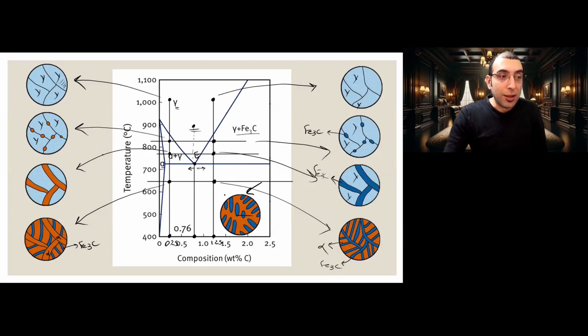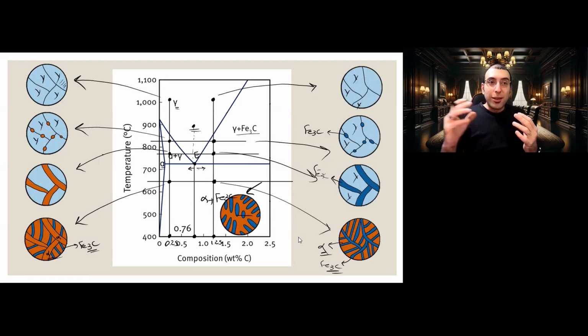Which is again alpha plus cementite, just like all the other ones, alpha plus cementite, and this will also be alpha plus cementite. So no matter the composition, when you are cooling it down, all of them seem to have alpha ferrite plus cementite, right? So what's the difference? The difference is, if you pay close attention, in the arrangement of the phases.